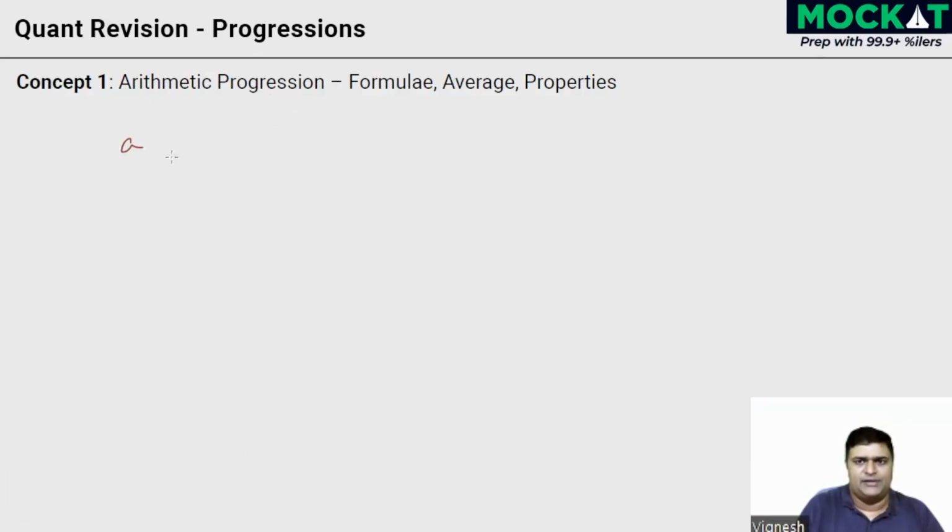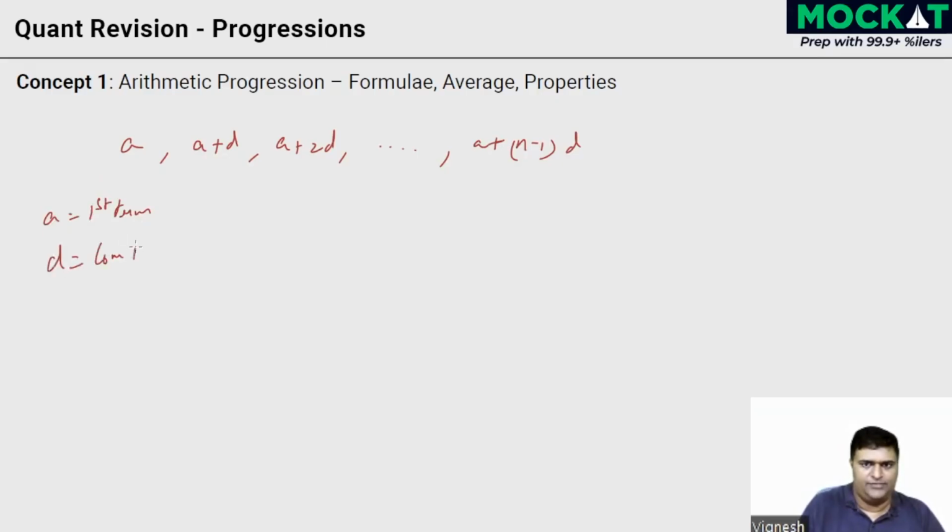First step is writing the terms over here: A plus D, A plus 2D, and so on till A plus (N minus 1) into D. So we've seen this. Now, why is it N minus 1 into D? And what are these A and D and all of that? A is your first term. D over here is the common difference. And N over here is the number of terms.